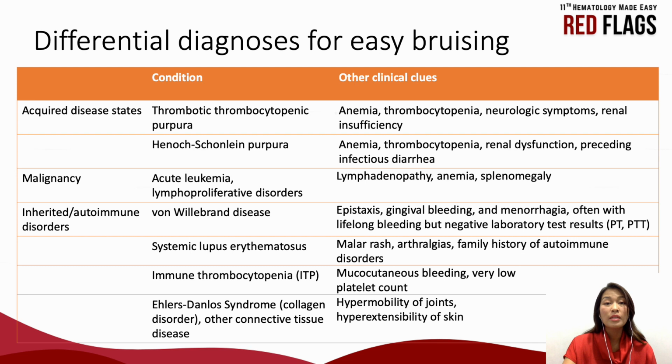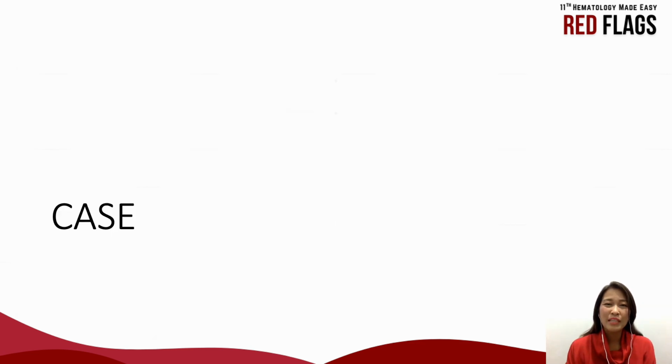Getting the complete blood count and seeing an isolated severe thrombocytopenia will support this differential. Now let us see a few clinical scenarios of easy bruising.